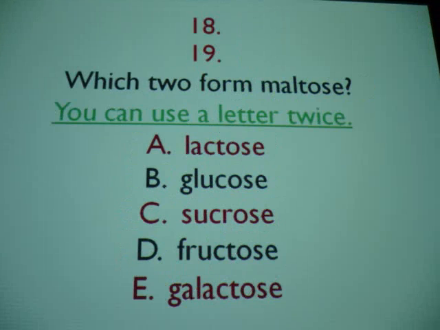Which 2 of those make maltose? You always say glucose and glucose. You always say glucose, but this time you gotta say it again. Maltose is 2 glucoses. You gotta say B, and then B again. But don't do it tomorrow though, because it won't be B. I use the wacky, weird letters, A and T and P and Q and R.